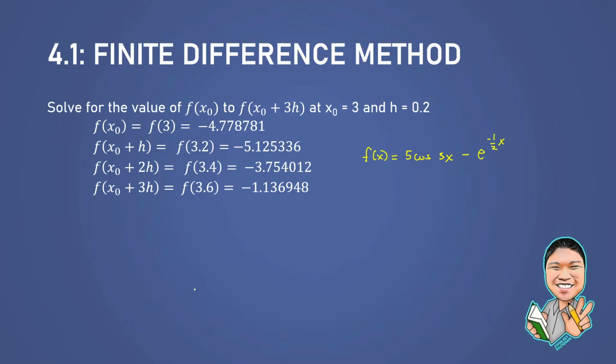Basta wag nyong kalimutan na dapat nga again, yung calcu is set on radian. So, ang gawin nyo lang, halimbawa, remember na ang x sub o is 3 and yung h is 0.2. So, yung una is f of 3. Tapos, yung h is just a regular interval. So, 3 to 3.2, kasi x sub o plus h is 3.2. So, 3.4 and 3.6. And yung mga values na yan, isa-substitute nyo lang siya dito.